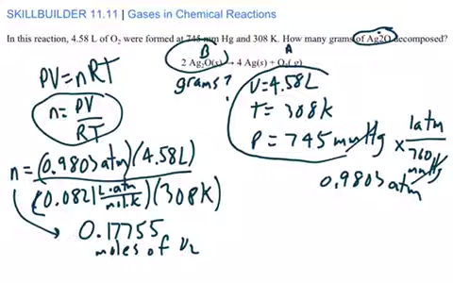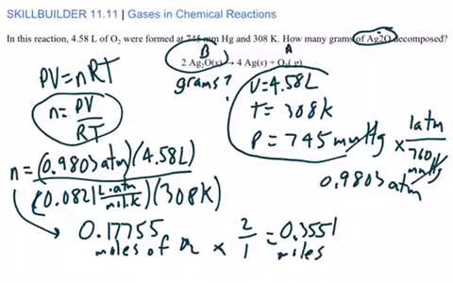So, how do you go from A to B? Very simple. Multiply by the mole ratio. If you look at the mole ratio, it's 2 over 1, B over A. All right, 2 moles of silver oxide over 1 mole of oxygen, you get 0.3551, and that's moles of B, which is Ag2O.